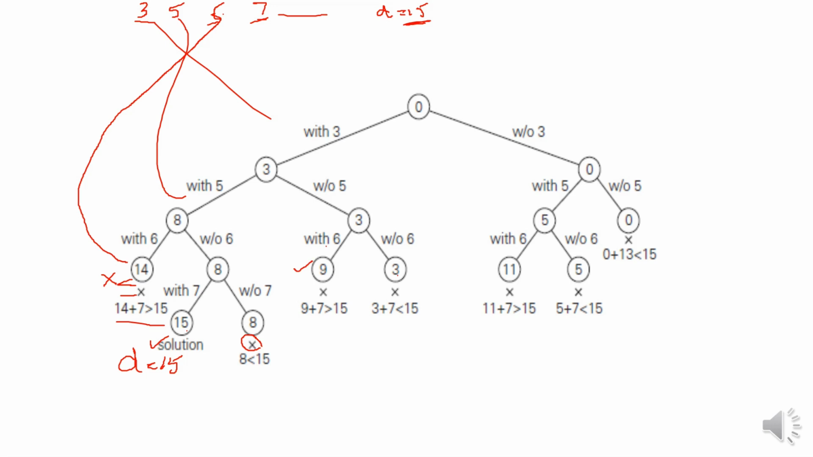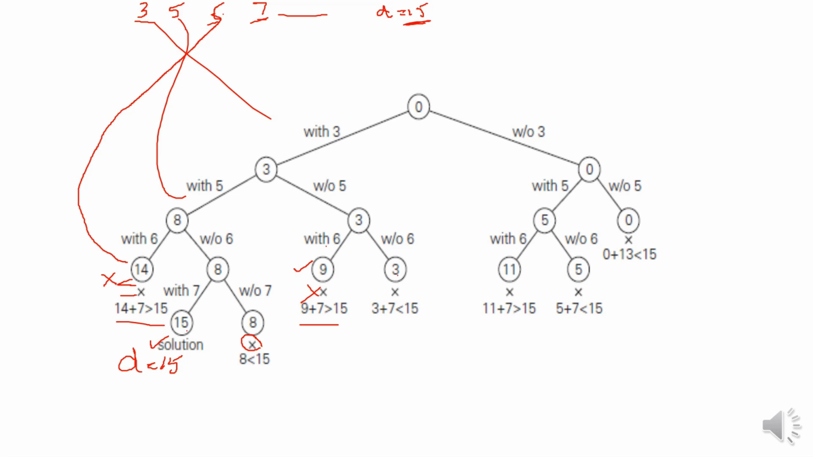We have taken the third element also, 9. If at all you take the next element, 9 plus 7, this value is greater than 15. So this node is non-promising. You are not going to get a solution. We have reached the dead end.